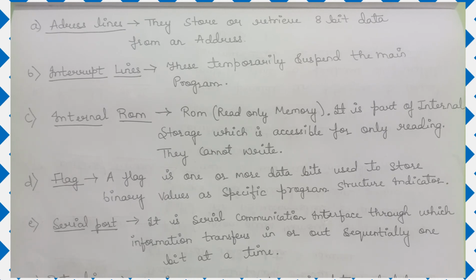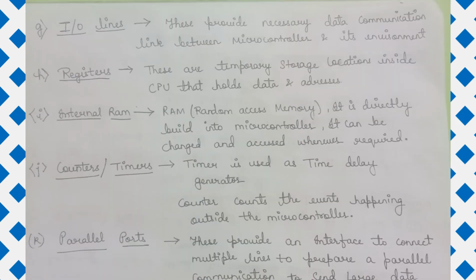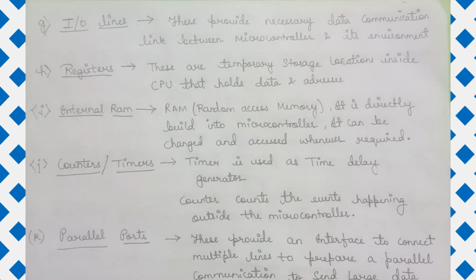Next is flag. A flag is one or more 8 bits used to store binary values as a specific program structure indicator. Next is serial ports. It is a serial communication interface through which the information transfers in or out sequentially 1-bit data at a time. Next is data line. It is a circuit that carries data and determines whether the bit represents 0 or 1. Next is input-output lines. These provide necessary data communication link between microcontroller and its environment.